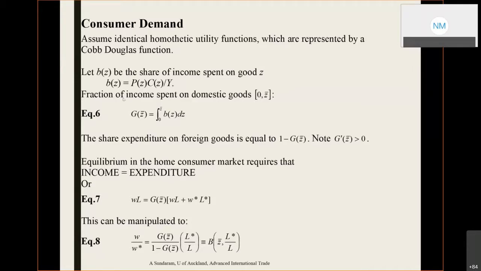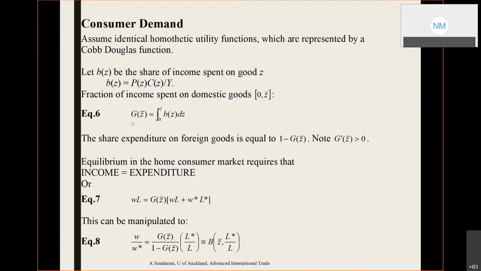Now we're going to denote the fraction of income spent on domestic goods, everything from zero to Z bar, which is how much home produces and exports. We denote it as G of Z bar, which is the integral from zero to Z bar of B of Z dZ, where B is defined as the share of income. An integral is just another way of saying sum. It's an infinite sum; if it was finite I would use a summation sign, but there are infinitely many goods. So I'm integrating from zero to Z bar over all of the home-produced goods. This capital G tells me the fraction of total income that is spent on domestic goods produced at home and sold.